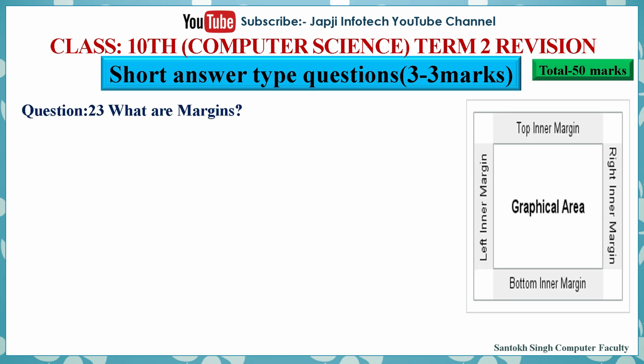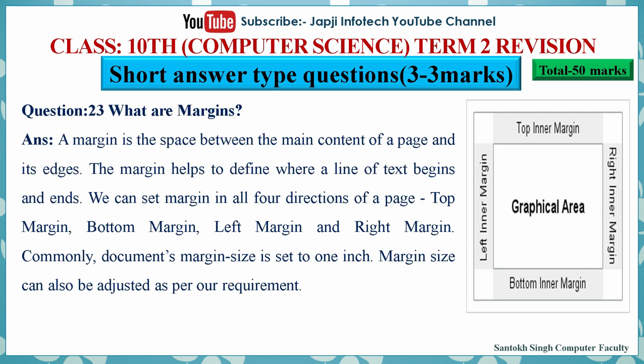And 23rd question is what are margins, and the answer is a margin is a space between the main content of a page and its edges. The margin helps to define where a line of text begins and ends. We can set margin in all four directions of a page: top margin, bottom margin, left margin, and right margin. Commonly, document margin size is set to 1 inch. Margin size can also be adjusted as per our requirement.